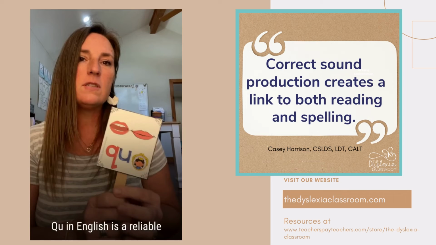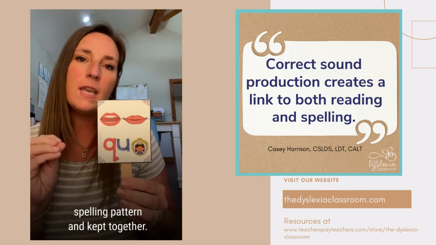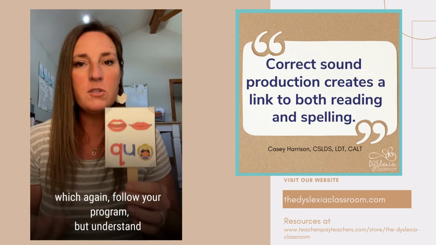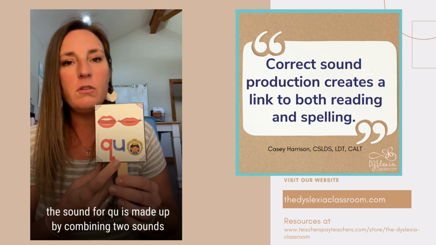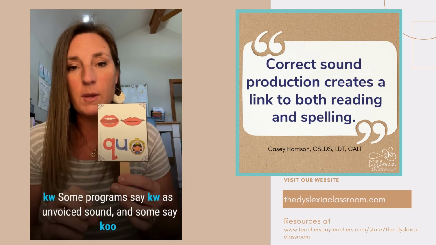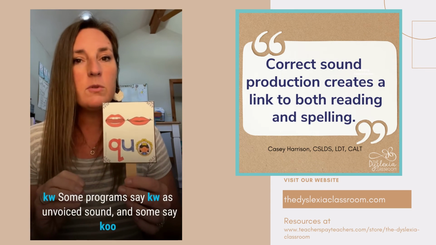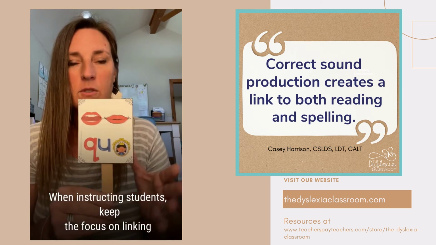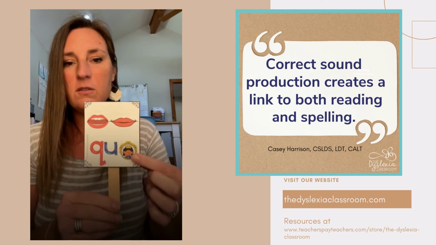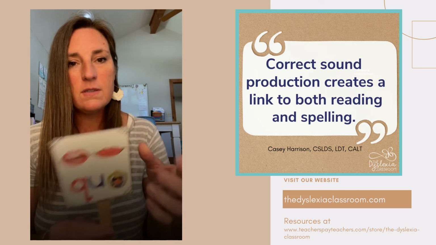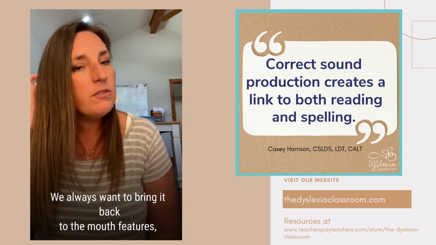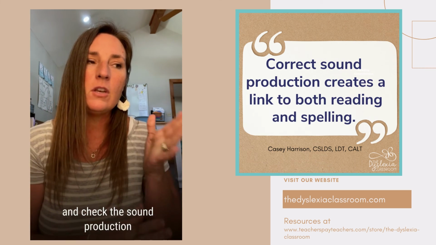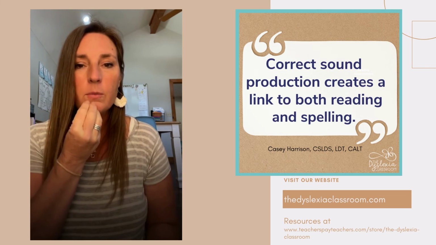QU in English is a reliable spelling pattern and is usually kept together. Many programs teach them as one sound unit, which again, follow your program, but just understand that QU is actually a combination of two sounds. Some programs will teach it as unvoiced, some will teach Q, figure out what's going to work. But you just really want to make sure you're coming back to those mouth formations for our students, right? We always want to bring it back to the mouth features and checking that the sounds are matching up with how we're forming them in our mouth.